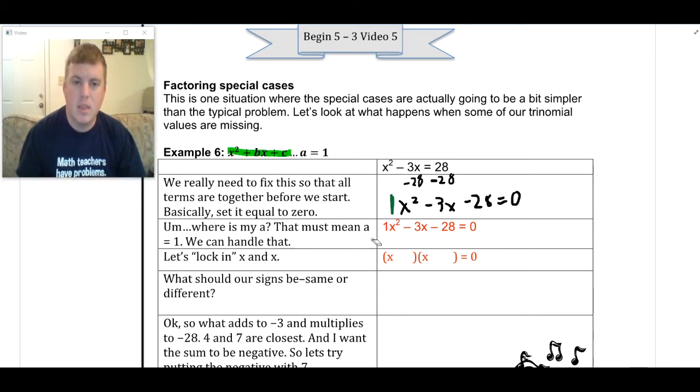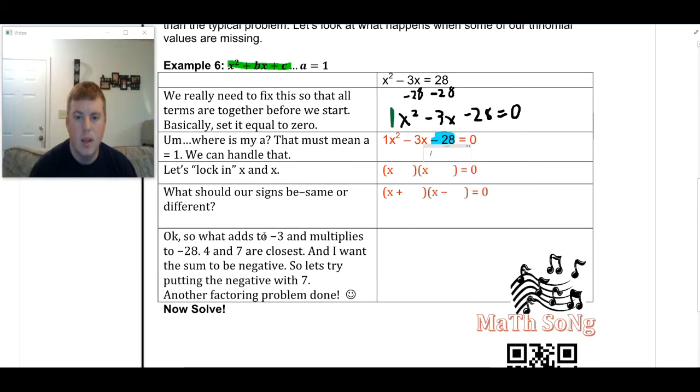The next thing we need to think about is whether our signs should be the same or whether they should be different. So I look at my terms. I have a negative 28, so that means when I multiply them together, my signs should be opposite. One should be positive and one should be negative. So I can go ahead and fill out that step. So now what I want to ask myself is what's going to add to give me negative 3 and multiply to give me negative 28.